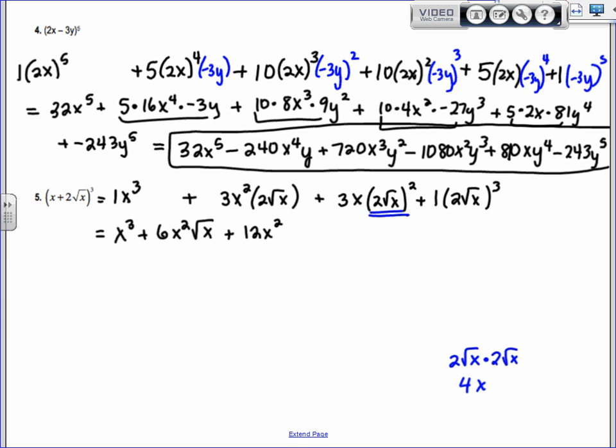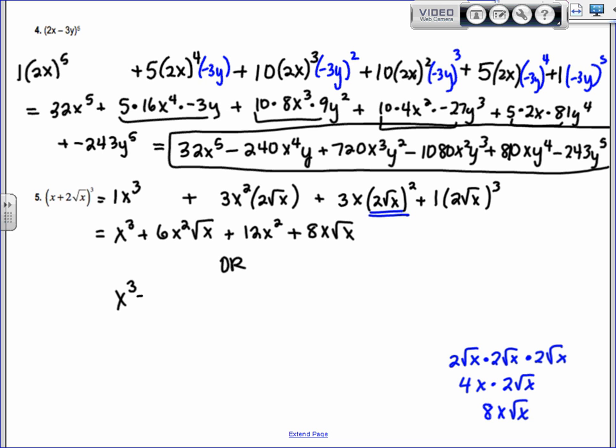And then what if I had another 2 root x? So now I have times another 2 root x. So I get 8x root x. Okay, and that can be your answer. Or you can get fancy.